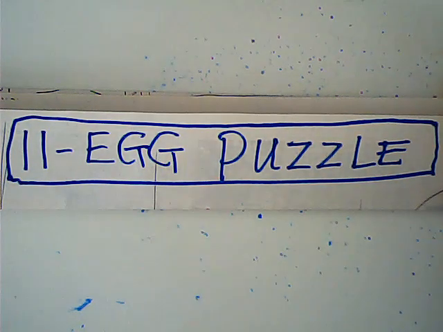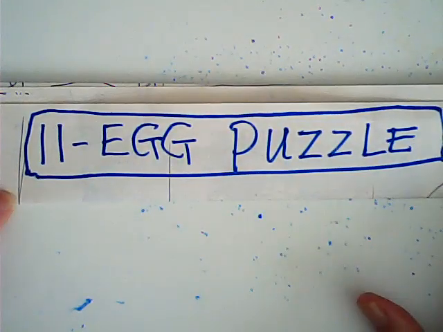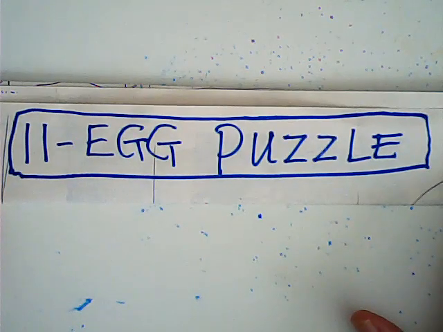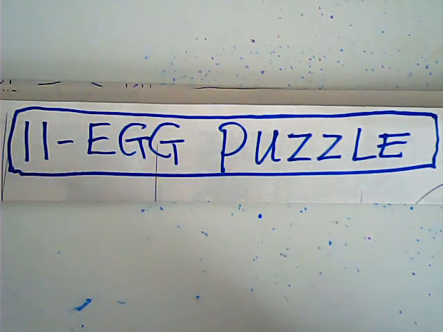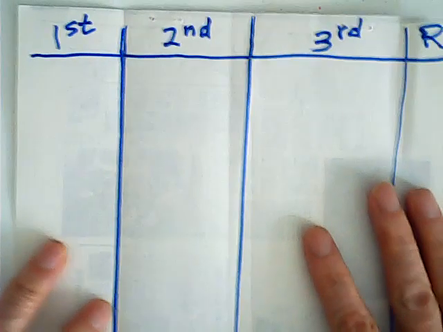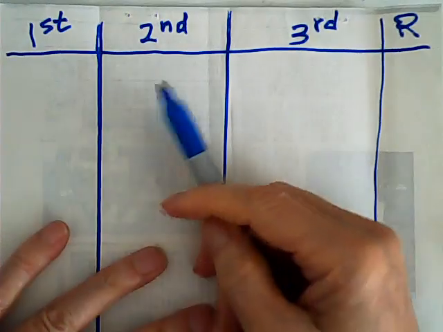Well, welcome back. Okay, that's the 11 egg puzzle. You have 11 eggs. They all look identically the same, but one of them is different from the others by weight. Now you have one balance. You can use it only 3 times. You not only find out that particular egg, but you also tell whether that egg is lighter or heavier. Okay, this is my solution. I put it in a table: the first weighing, then second weighing, then third weighing.